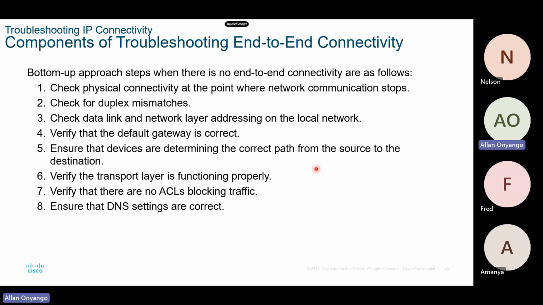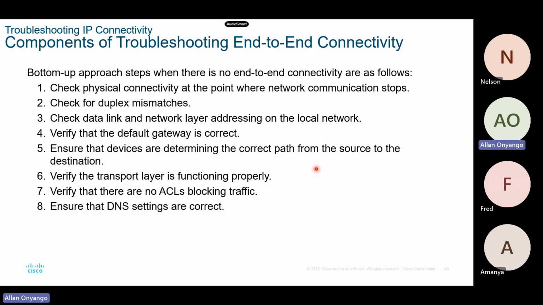So after you do that, move closer and now check the duplex mismatches. Do you have the cable? Maybe one side is half duplex and the other side is full duplex. Then you might also want to check the data link layer and network addresses. Check if the MAC addresses land on the switch MAC address table or not. Okay. Is the IP address correct? Okay. Is the default gateway the correct one or the wrong one?